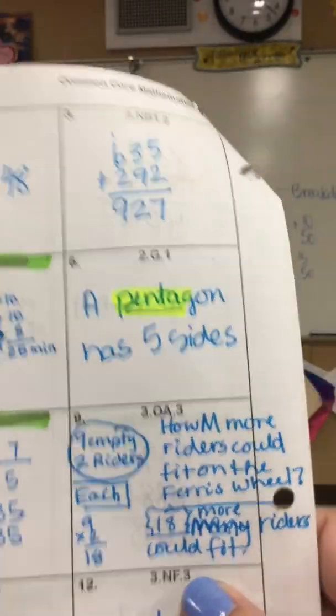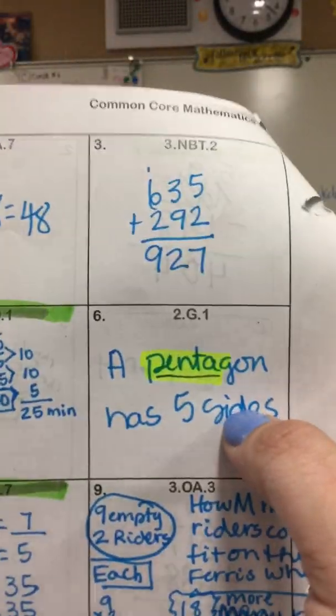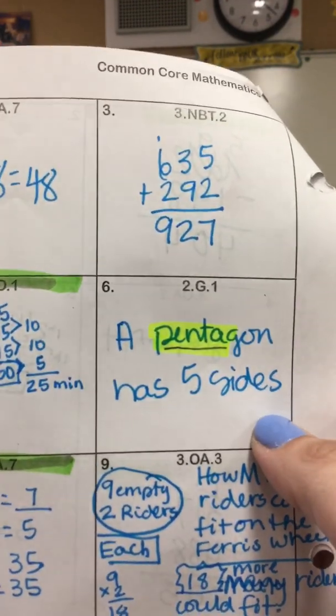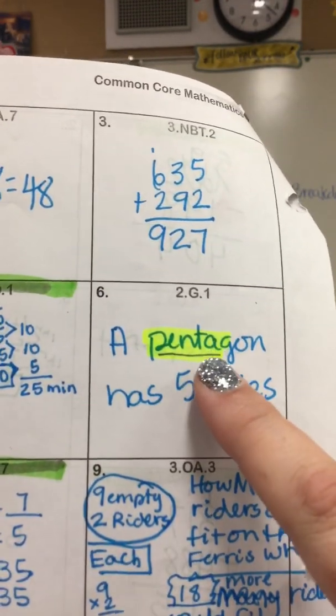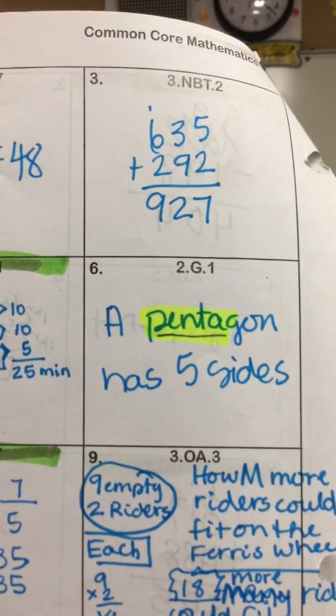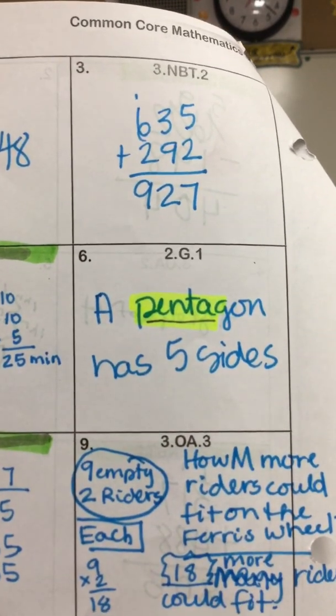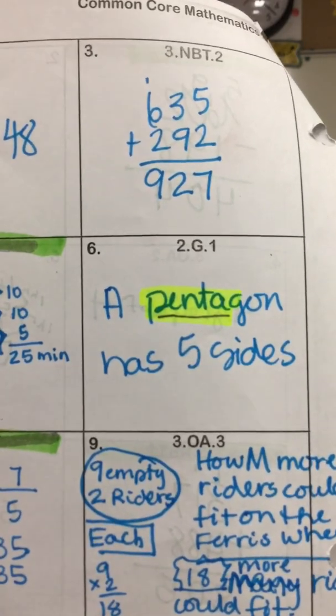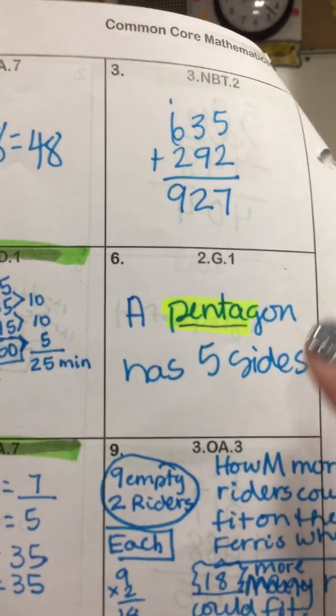The extra points, which are a secret to only the people watching my videos: a pentagon has 5 sides. That's only a secret to the ones that are watching my videos. If you include that on your test on Thursday, I'll give you some extra points.